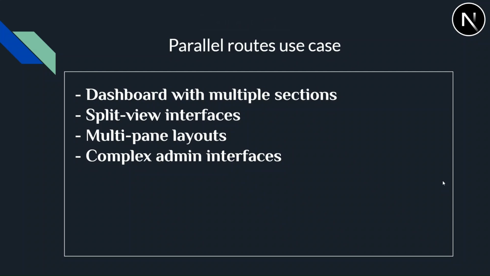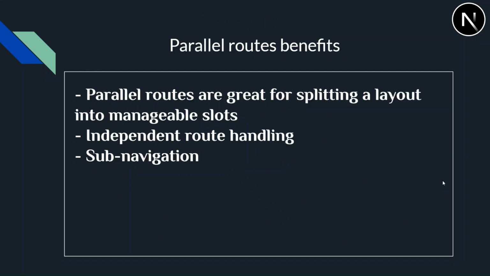After that, we see what the parallel route benefits are. Parallel routes are great for splitting a layout into manageable routes, independent route handling, and sub navigation. So parallel routes in Next.js unlock a powerful way to build dynamic, modular, and efficient user interfaces by allowing multiple routes to render simultaneously. They enable developers to create seamless multi-pane experiences without compromising performance or scalability. Whether you are building a dashboard, complex layout, or feature-rich application, parallel routes empower you to structure your app in a clean and manageable way.